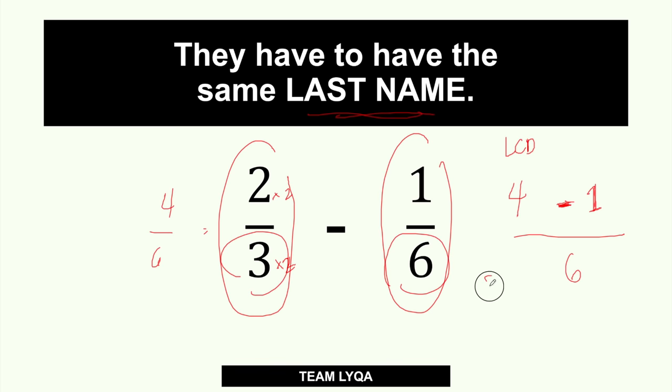So, the answer would be 3 over 6 and then in the lowest terms natin siya dahil pwede siyang i-divide pareho sa 3. Gagawin mo siyang 1 over 2 or 1 half. Okay? So, yun yung proseso. Ito yung basic process ng subtracting fractions.